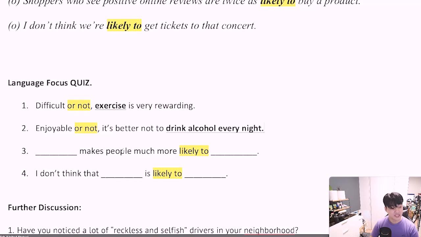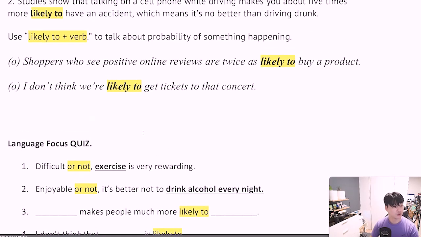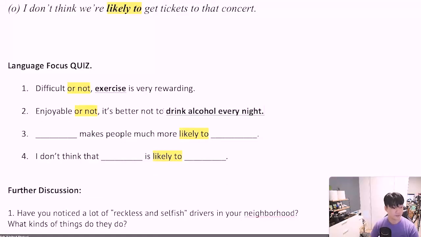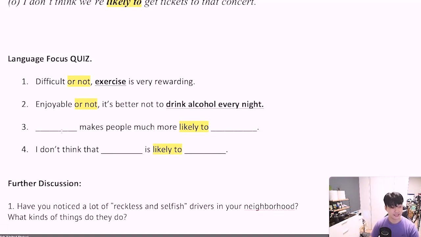Number 3. Makes people much more likely to. So, more likely to. Use "likely to" plus verb to talk about probability of something happening. So, makes people much more likely to. Let's talk about alcohol again. Alcohol makes people much more likely to act foolish.